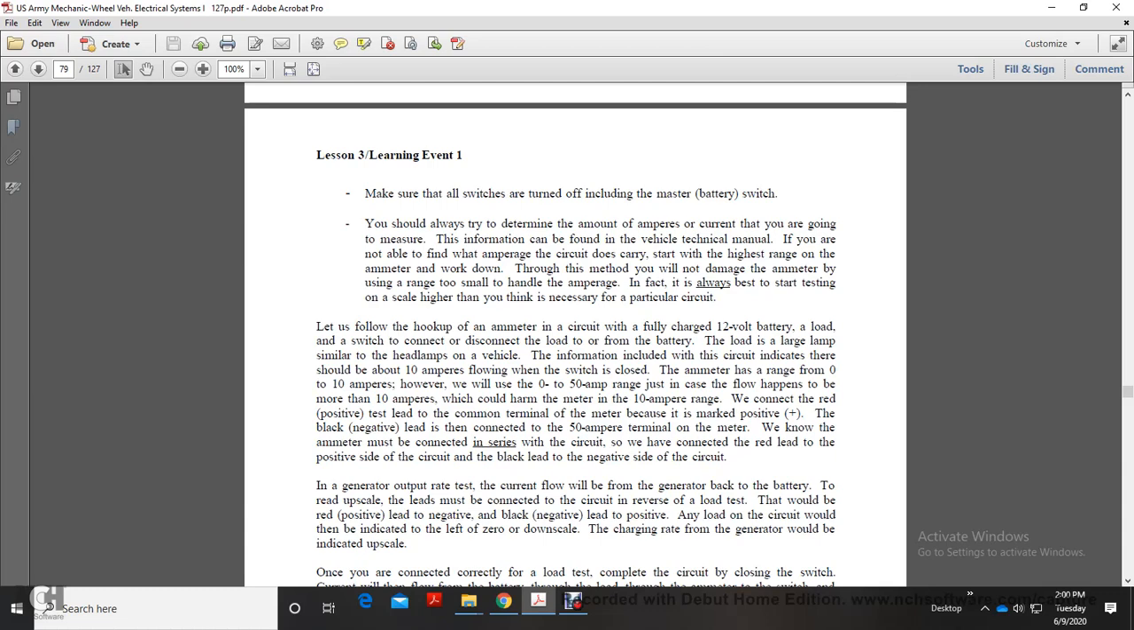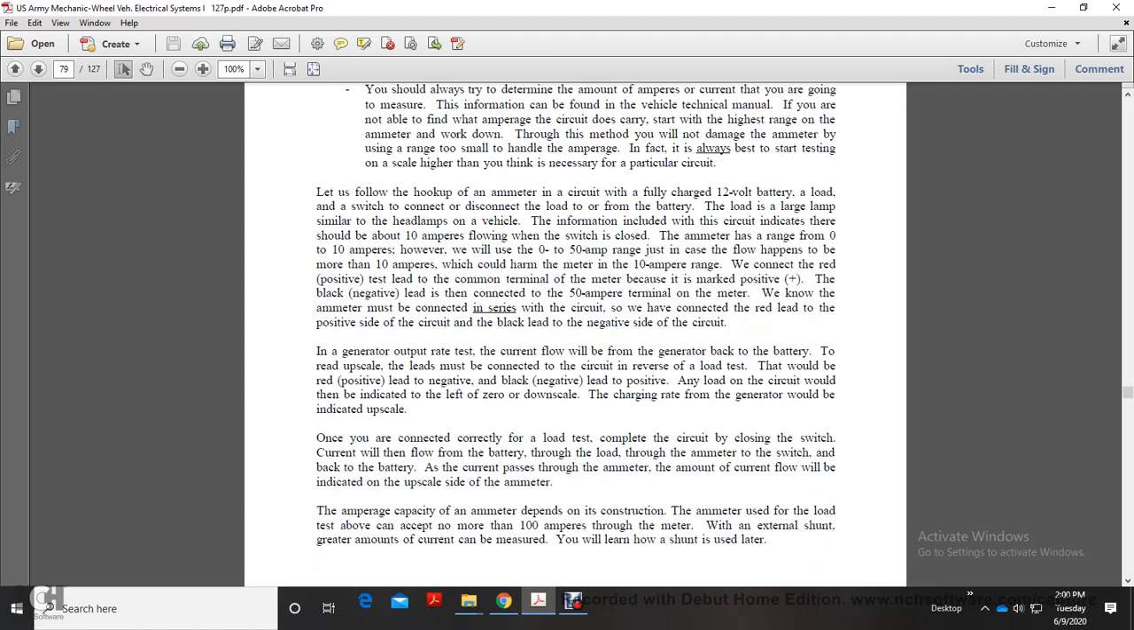You have the range of the scale selector. It is always best to start testing on a scale higher than you think is necessary for a particular circuit. Let's follow the hookup of the ammeter in a circuit with a fully charged 12 volt battery, a switch, and a load, a large lamp similar to the headlamps of a vehicle. The information included with the circuit indicates there should be about 10 amperes flowing when the switch is closed.